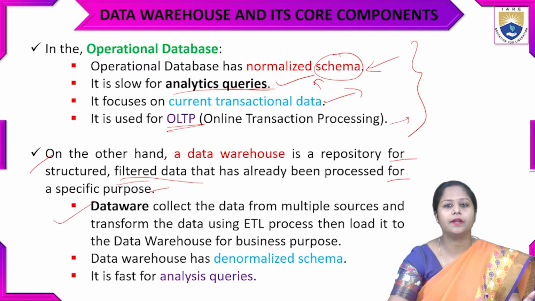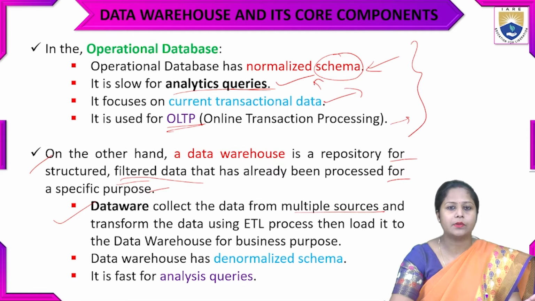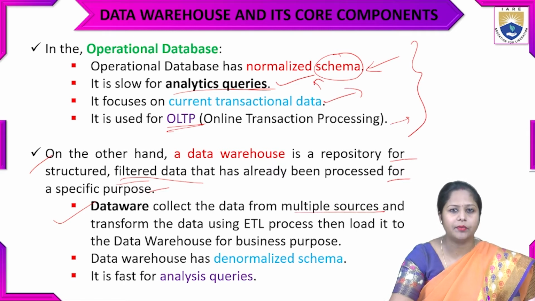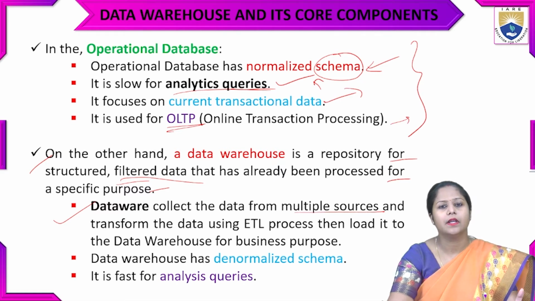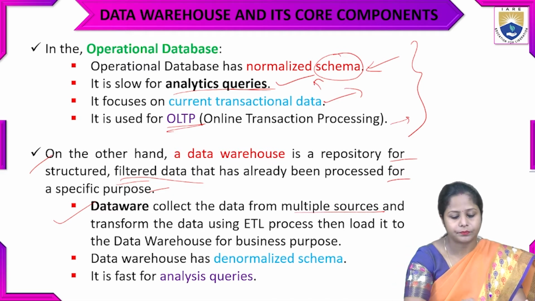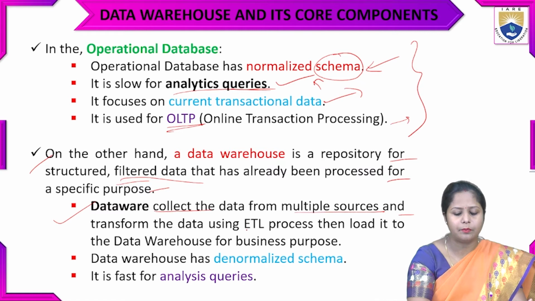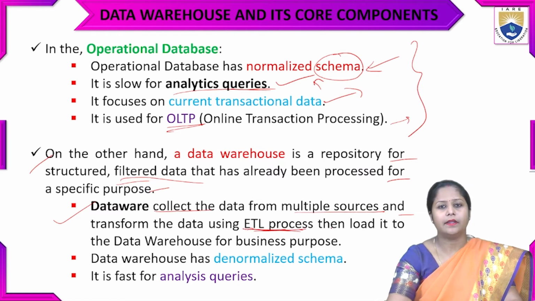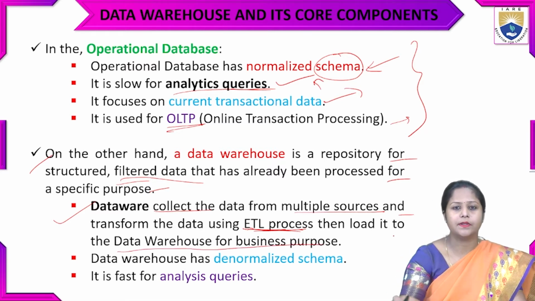In that, the data warehouse collects the data from multiple sources. So what are the multiple sources that I have said? Those can be flat files, operational databases, operational sources, many sources, single databases. So that can be the source for the data warehouse. The data warehouse collects the data, and then transforms the data using the ETL process, right? And then after that, it can be loaded into the data warehouse for the business purpose.